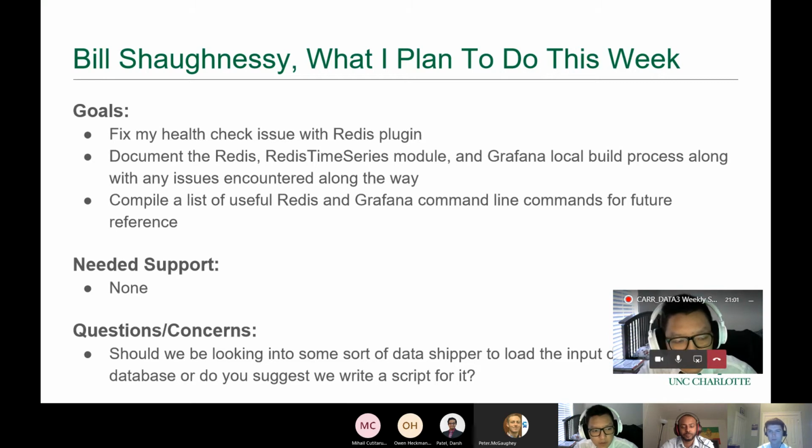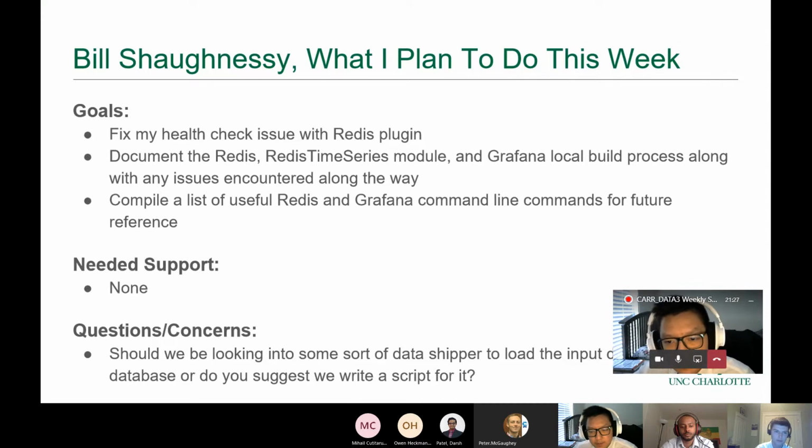And I figured since we're probably going to be doing it on multiple machines for the project, since we're working independently, it would be useful to have it all in one place. Adding onto that, I'd also like to do the same thing with a list of useful Redis and Grafana CLI commands, because there's a lot of them in a lot of different places, and I think it would be very useful for us to have them all compiled into one place.